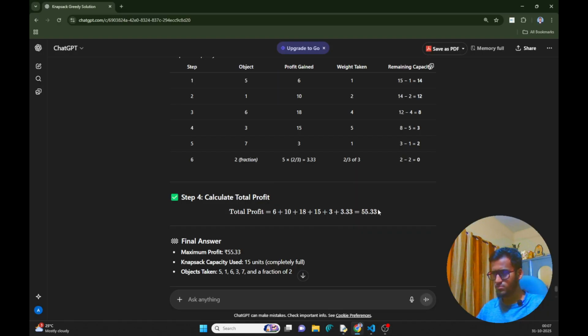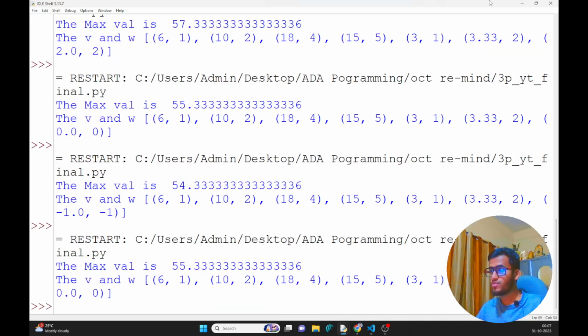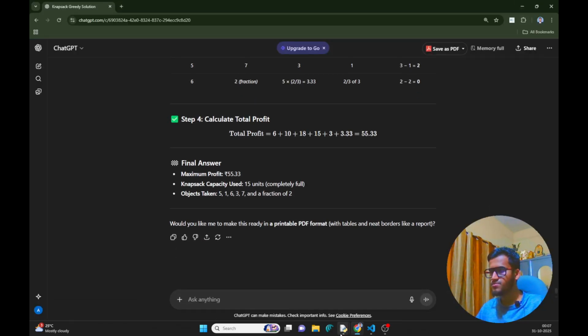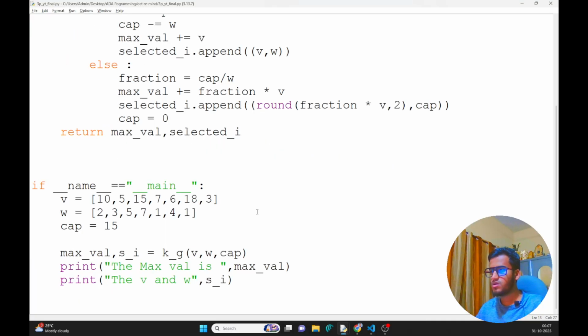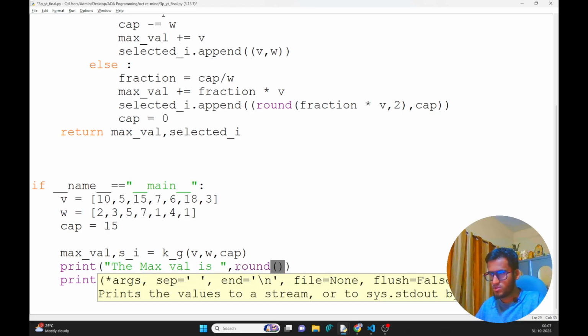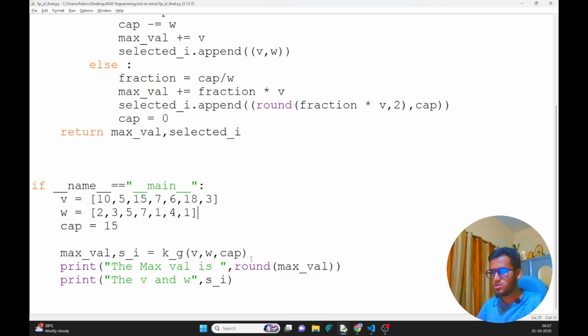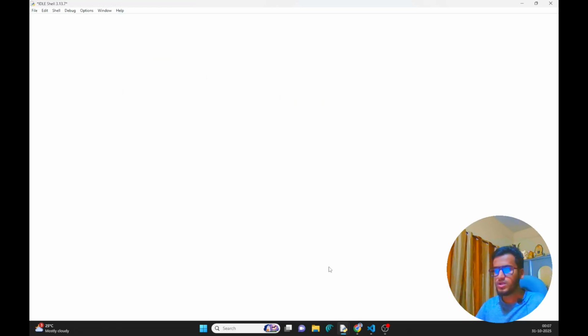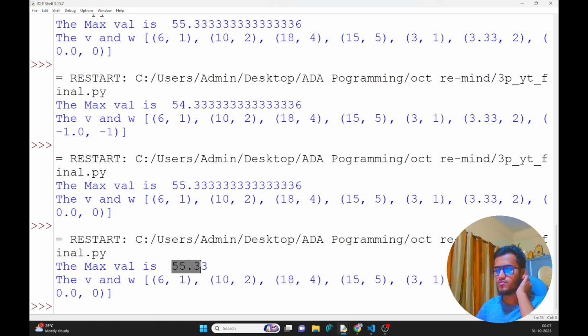Right? See, 55.333. If you want a round figure, it's simple. Come to the program, for the maximum value, before maximum value, just write round, and after that you want only two decimals, and just boom, you can see 55.33 is your maximum value, and this is what comes out.